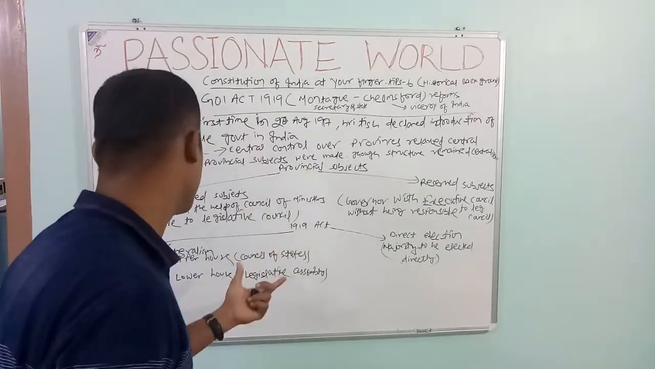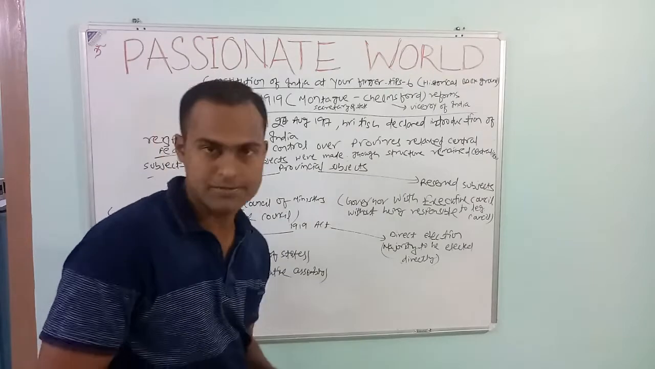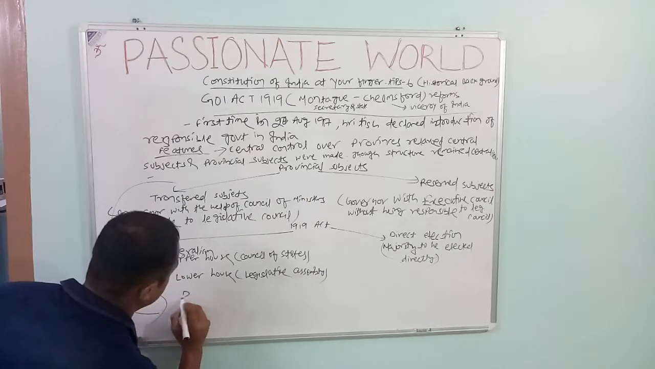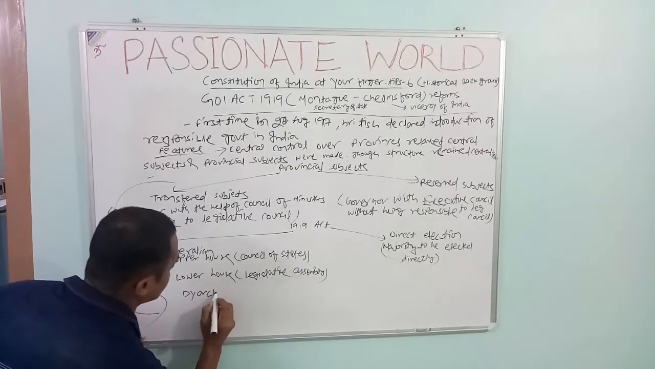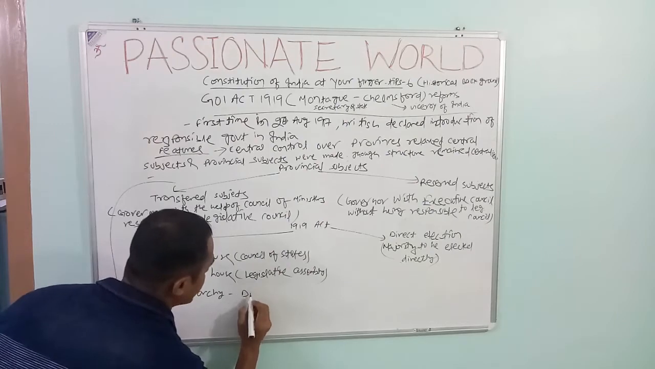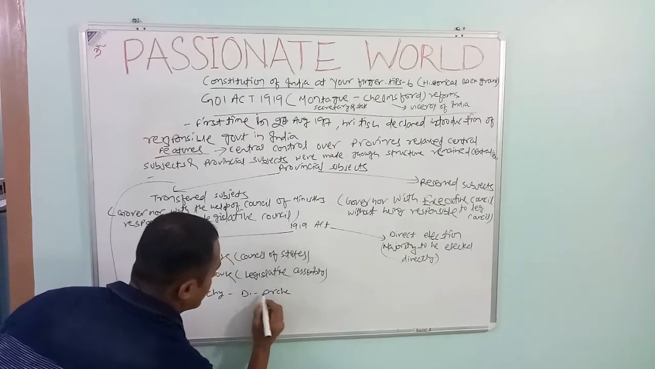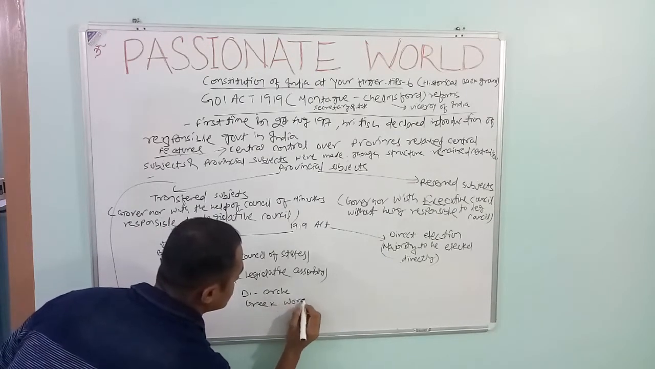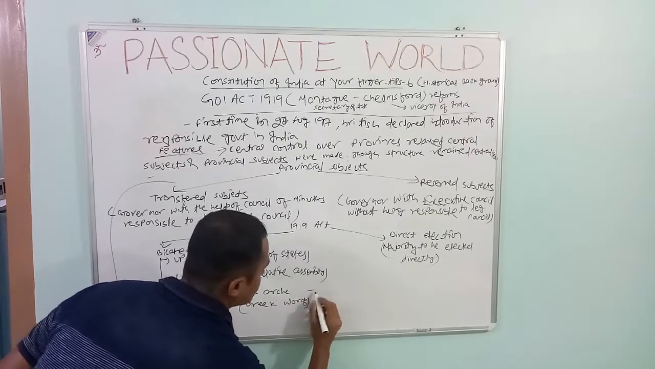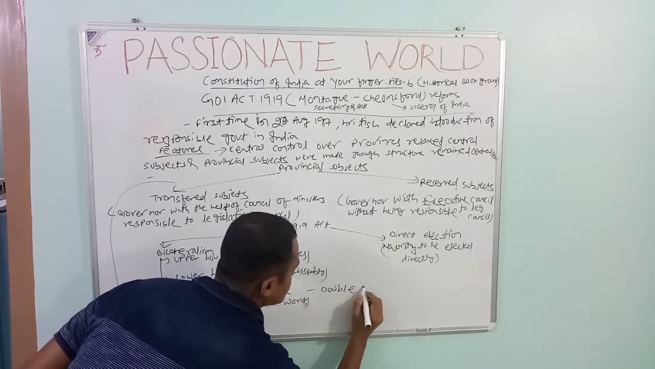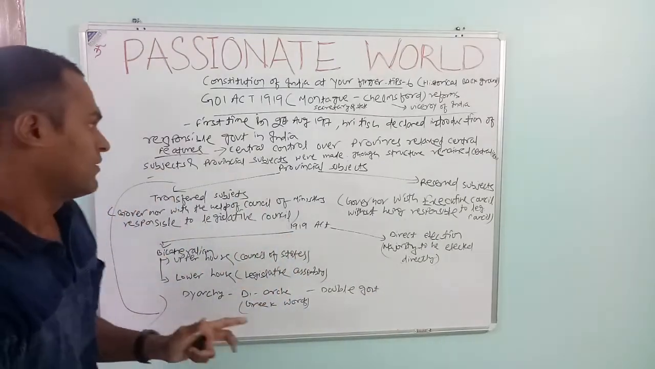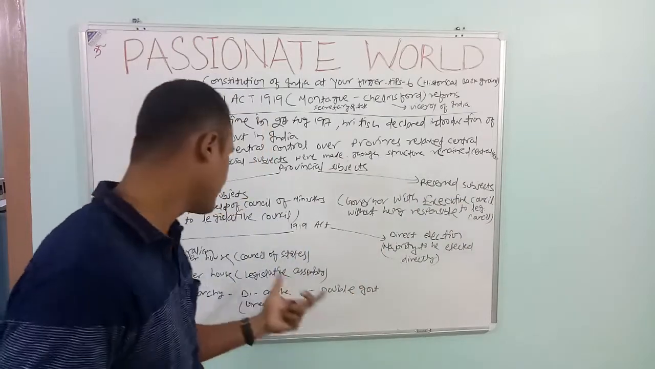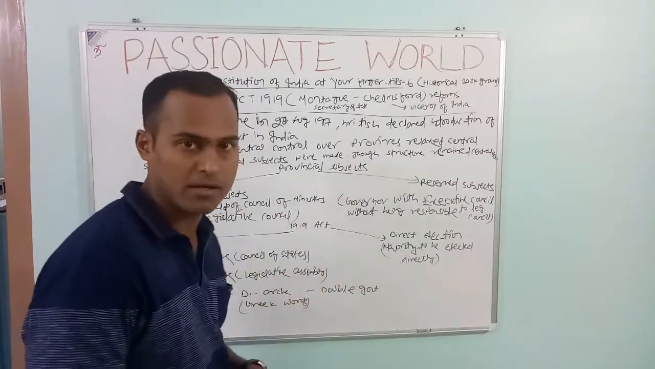And because of the transfer subject and reserve subject, this form of governance is known as diarchy. Diarchy means di and archy. These are two Greek words. This is double government. The changes it brought are provincial subjects, transfer subject and reserve subject, which I have already explained. This is called diarchy or the double government.